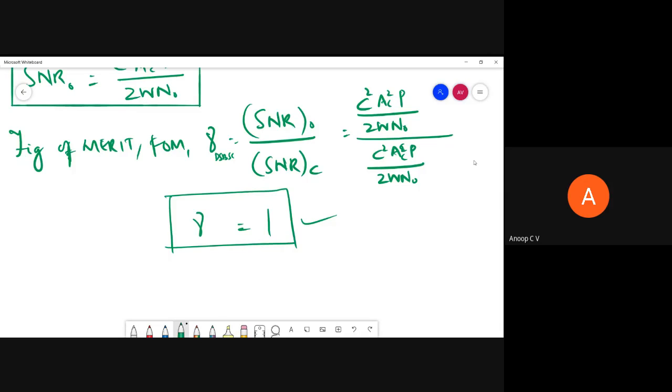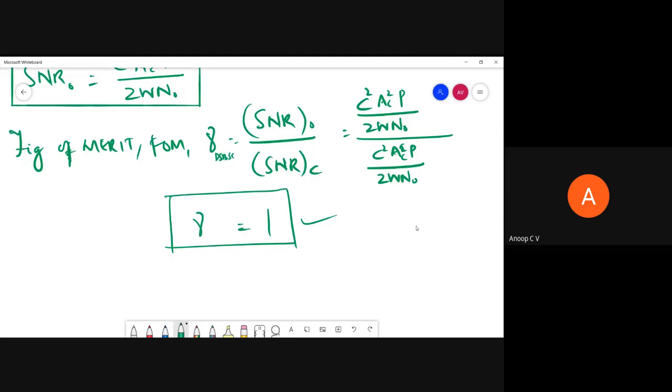Then only the low pass terms were left out. So we found the output SNR. Output SNR will be equal to Ac square P by 2 W N naught. Then when we found the figure of merit, we got it to be equal to 1. So that is what we have done. So now we are saying the figure of merit of DSBSC is equal to 1.